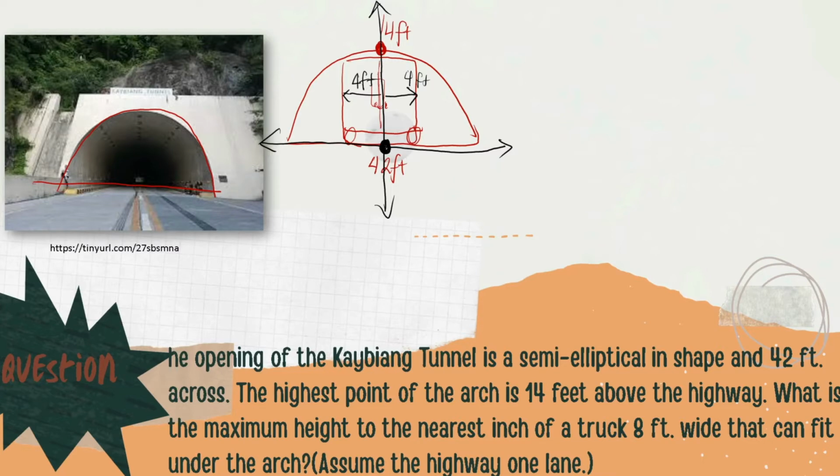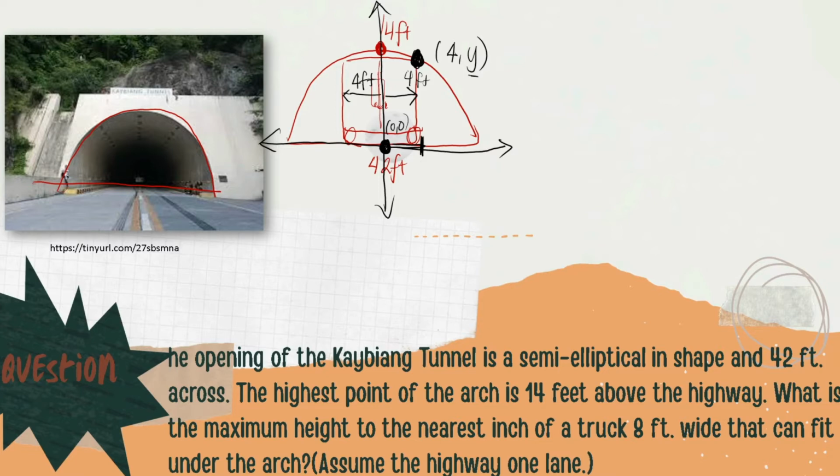The center or origin is (0, 0). So, we have an x value of 4. What is the highest or maximum height of the truck? If we place the coordinates, that is x, we have 4 as the x coordinate, and y. The y coordinate will serve as the height of the truck, the maximum height that can fit in the arch of the cable tunnel, that is semi-elliptical in shape.